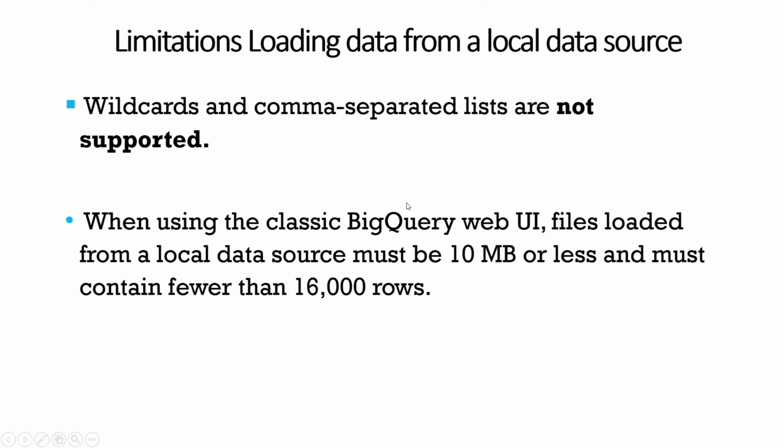Let's talk about the limitations of loading the data from local data sources. The wildcard and comma separated list options are not supported for loading the data from a local source, and similarly, while processing the data through the BigQuery web UI, you can only load the data up to 10 MB, and the row limit is up to 16,000.